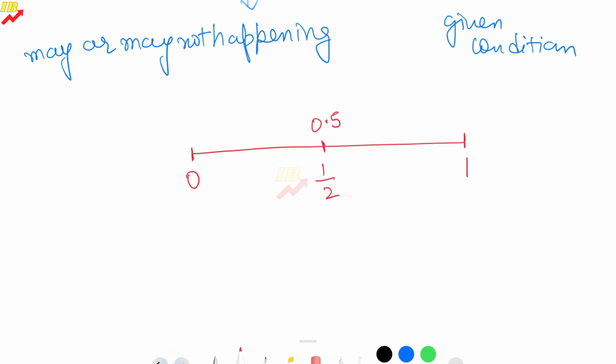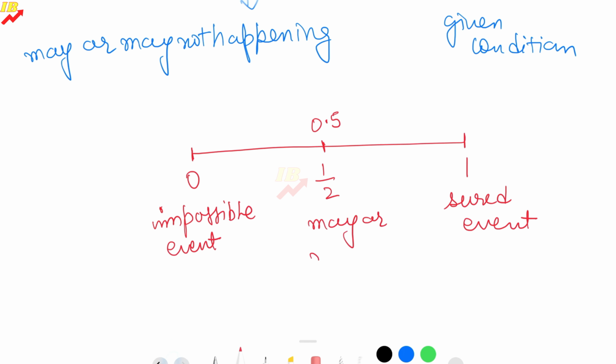So what is the meaning of these numbers here? So this 0 stands for impossible event. This 1 stands for an assured event, that the event is 100% sure that it is going to happen. And 0 stands for that event not happening. And in the middle we can say it may or may not happen. So there is a 50-50 chance of happening and not happening.